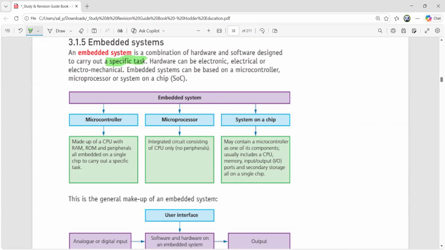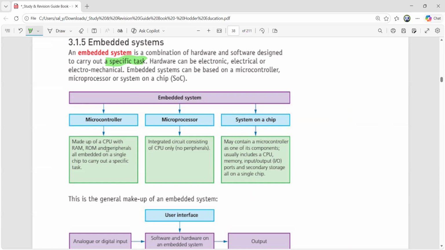It is based on microprocessor. You can talk about this one, and that will very safely give you 2 out of 2. Very easily, you will gain 2 out of 2. Got it? Now, what is an embedded system based on a microcontroller? Made up of a CPU with RAM, ROM, and peripherals all embedded on a single chip. Now, what are peripherals? Peripherals are simply the components connected to the CPU.